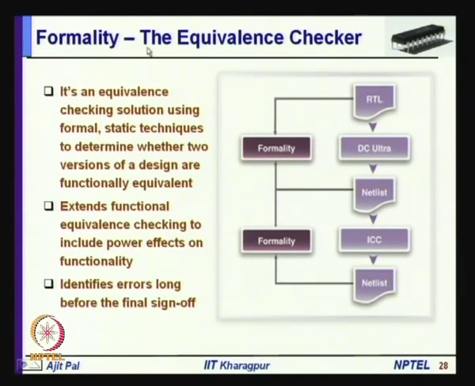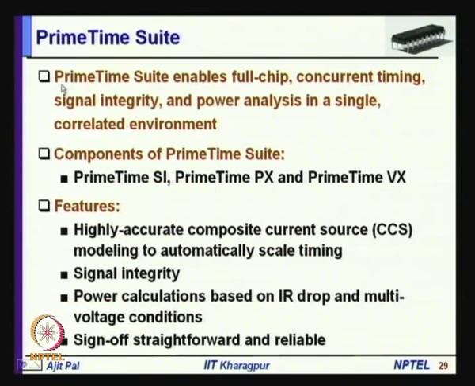You can see this is Formality, the equivalence checker. It takes the RTL as input and also the netlist, and it compares them. It is an equivalence checking solution using formal and static techniques to determine whether two versions of a design are functionally equivalent or not. It extends functional equivalence checking to include power effects on functionality. So, it is not only taking into consideration the functional behavior, but also those power effects as you incorporate those low power techniques, and it identifies errors long before the final sign off.